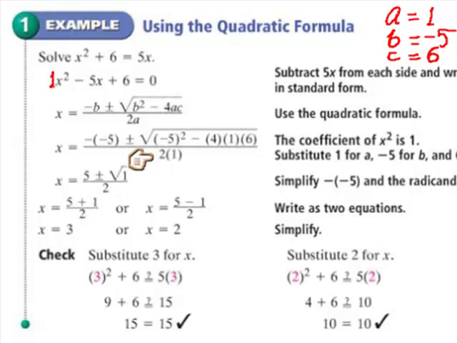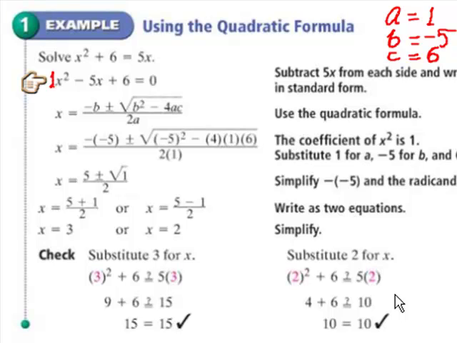So b is the coefficient of x. That's right. And a is the coefficient of x squared, and c is the constant. So basically we will compare this quadratic equation with our standard equation, which is ax squared plus bx plus c equals 0. That's right.